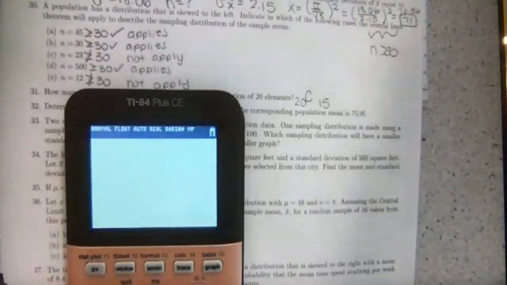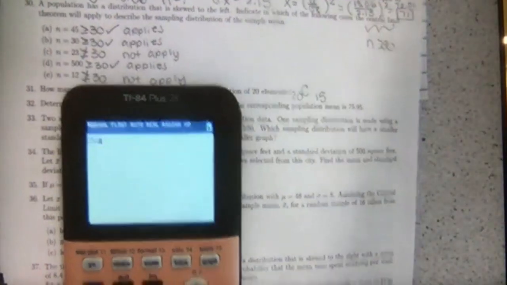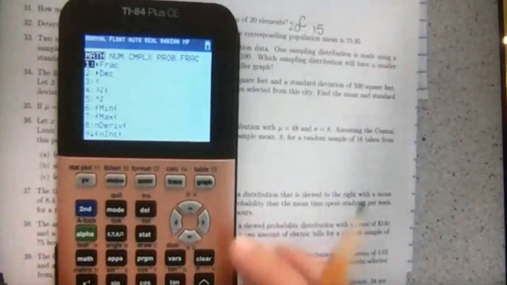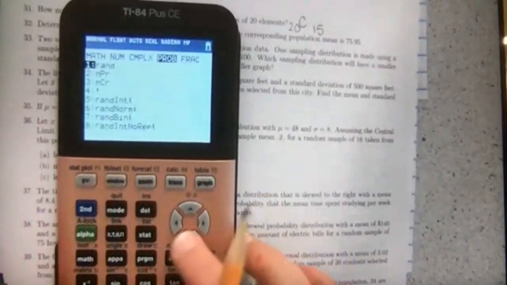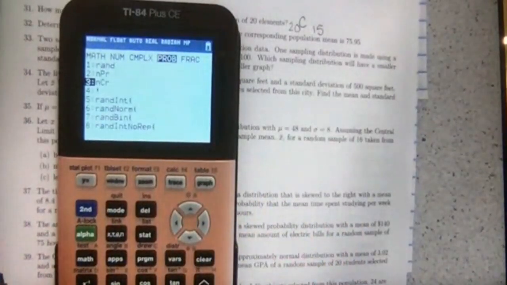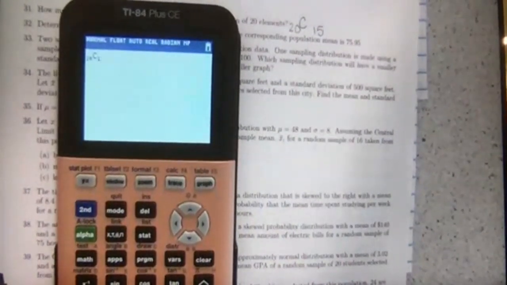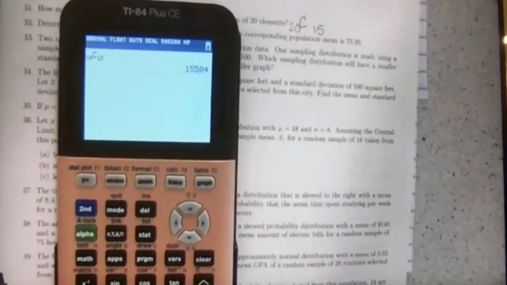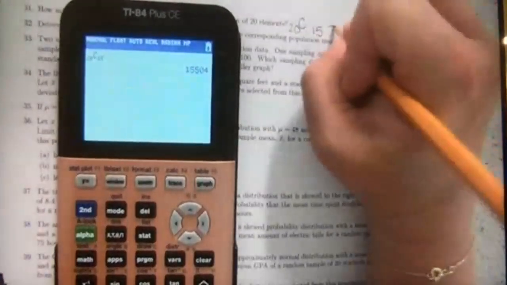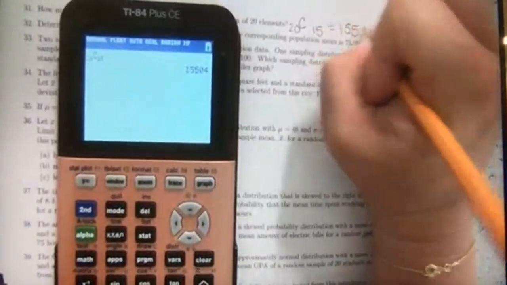So remember for this, we're going to plug in 20, hitting our math button, scrolling over to probabilities, going down to combination. Order does not matter here. It doesn't say anything about order. We're just choosing sample sizes, and we're choosing 15. So 20 choose 15. Press enter. There's our answer: 15,504. That's it.